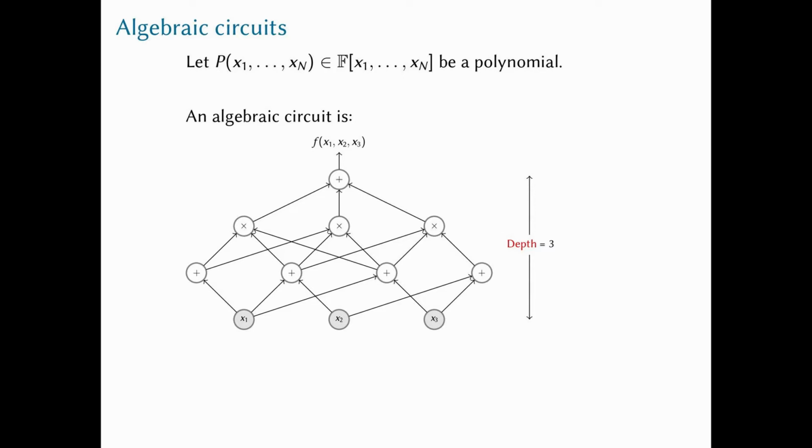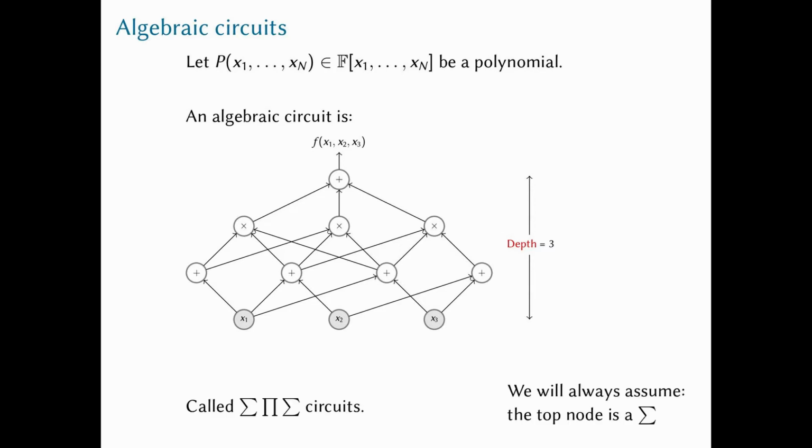We'll mainly characterize the complexity of this model with two parameters. First, the depth, which is the longest path from an input to the output. For example, here it is 3. Moreover, it is always possible to consider circuits where the operators alternate and where the top node is an addition, like in the example, so we'll always do that. And so we'll call such a depth 3 circuit a sigma pi sigma circuit.